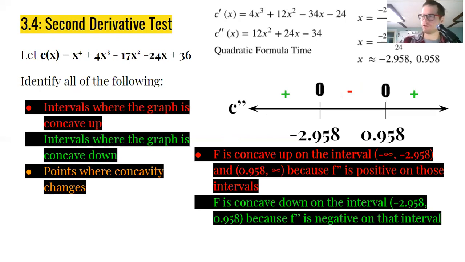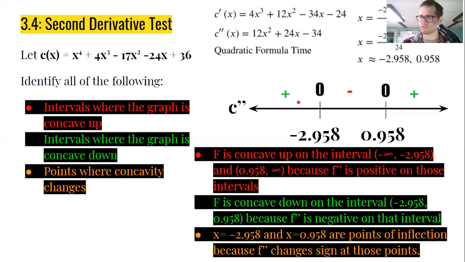Now coming back to those two numbers that made c double prime 0. Looking at those, the concavity, does it change sign at those points? Does it change from positive to negative or negative to positive? It sure looks that way. So we can finally say x equals negative 2.958 and x equals positive 0.958 are points of inflection because f double prime changes sign at those points. Boom. There, that's that.